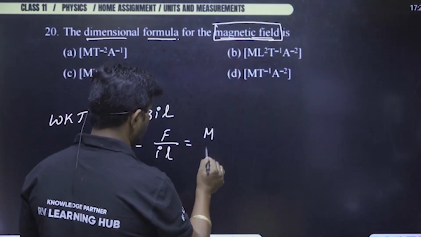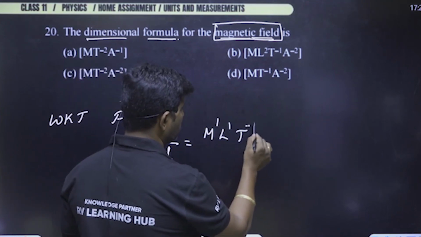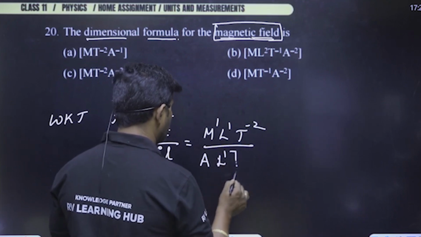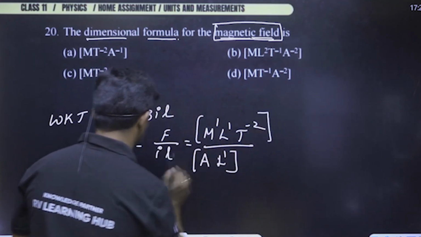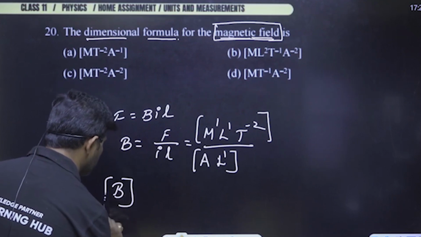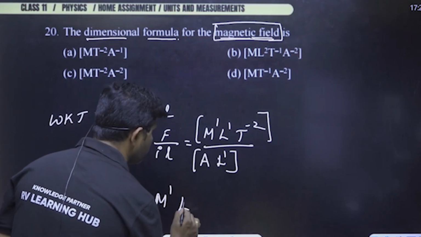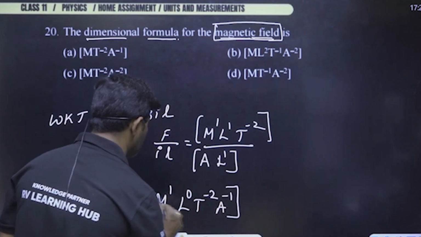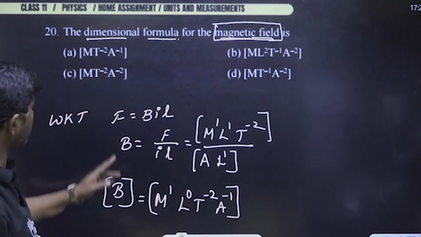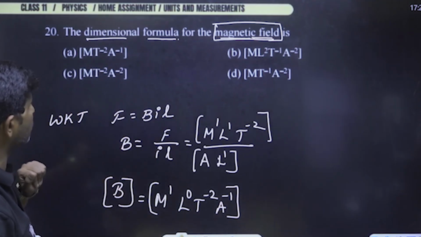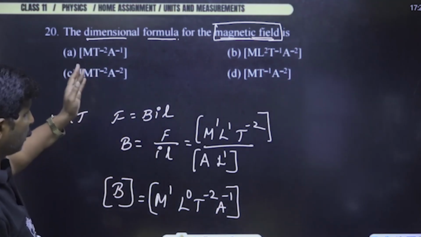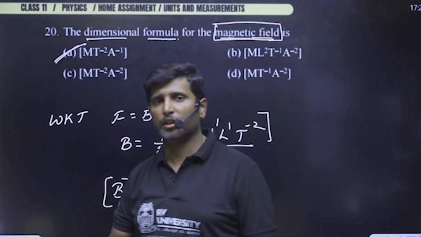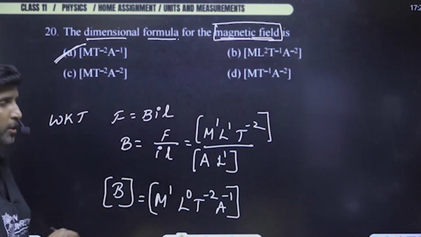What is the F dimensional formula? You can write M power 1, L power 1, T power minus 2, divided by I, which is nothing but A, and L to the power of 1. Okay. So if you simplify this value, then we can say dimensions of the magnetic field is equal to M power 1, L power 0, T power minus 2, A power minus 1. Is it right? So let us check here: M power 1, L power 0, okay, L is not there, T power minus 2, A power minus 1. Hence we can select option A as the right answer. Okay, I hope you are following these points here.